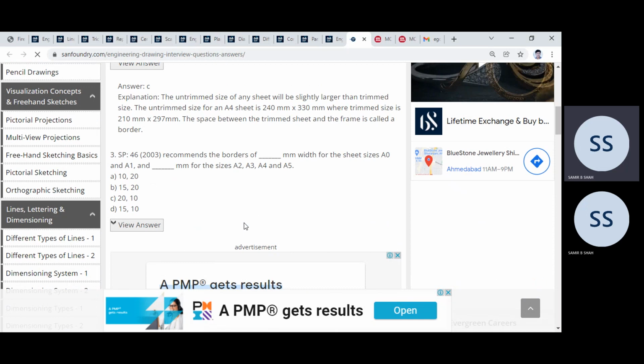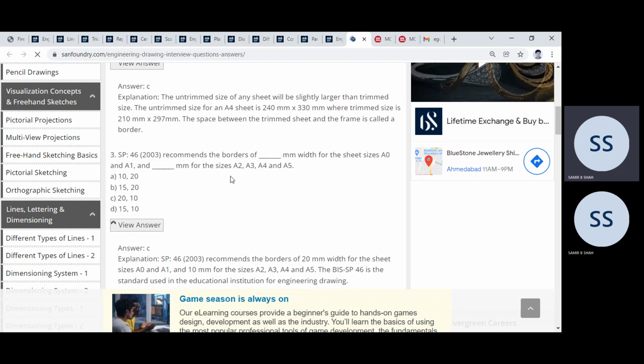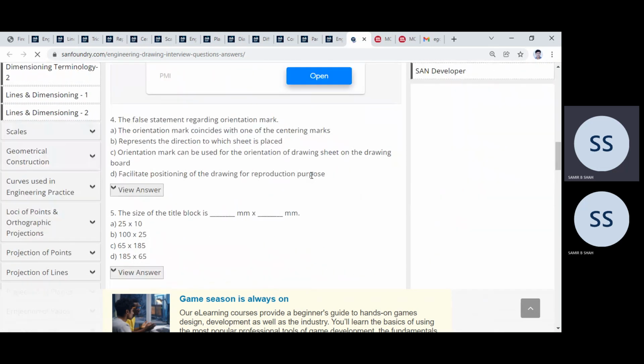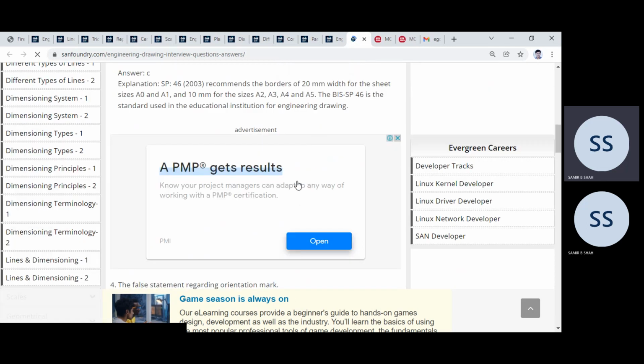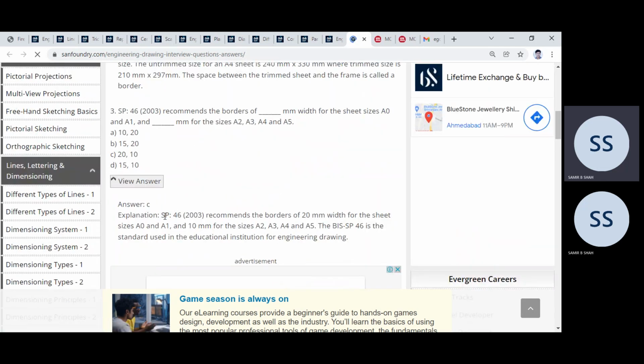If a unit is given to that, SP 46:2003 recommends that the border be 20 mm wide for sheet sizes A0 and A1, and 10 mm for sizes A2, A3, A4 and A5. You remember this thing. Sometimes it may be asked in your exam. So you just have to remember it. That's it.